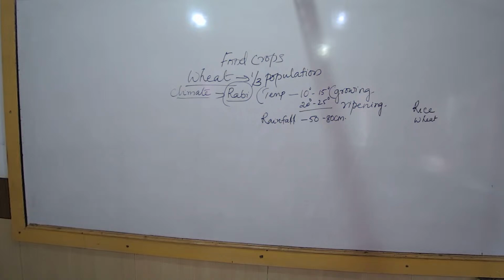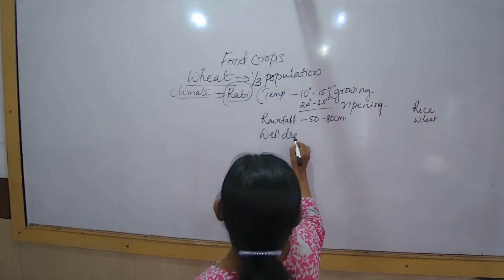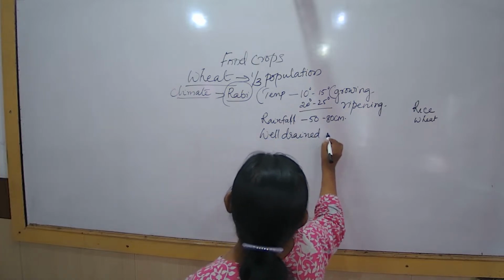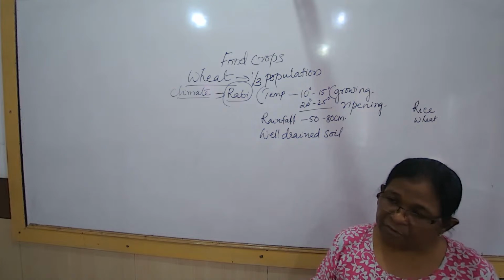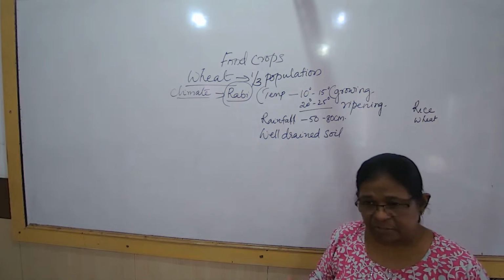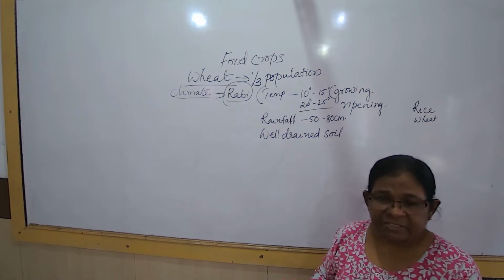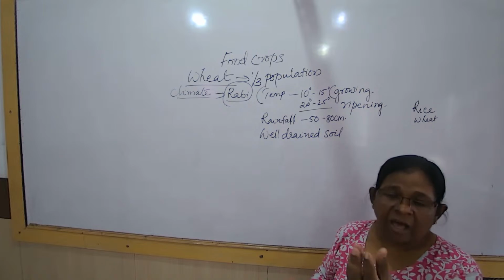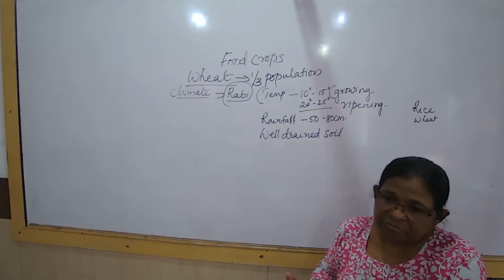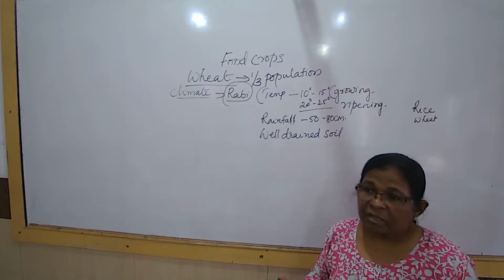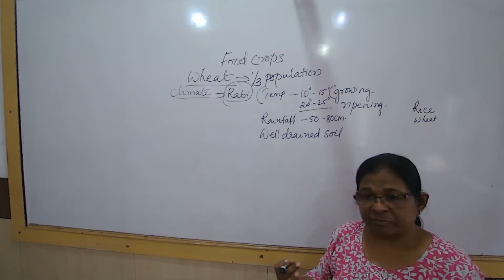Now the soil. It should be well drained soil. So which type of soil is that? Alluvial soil can grow it, clay soil can also grow it, but it should not be sticky. The soil should have the presence of water, but not too much. So it should be moist but not damp. So, alluvial and black soil.